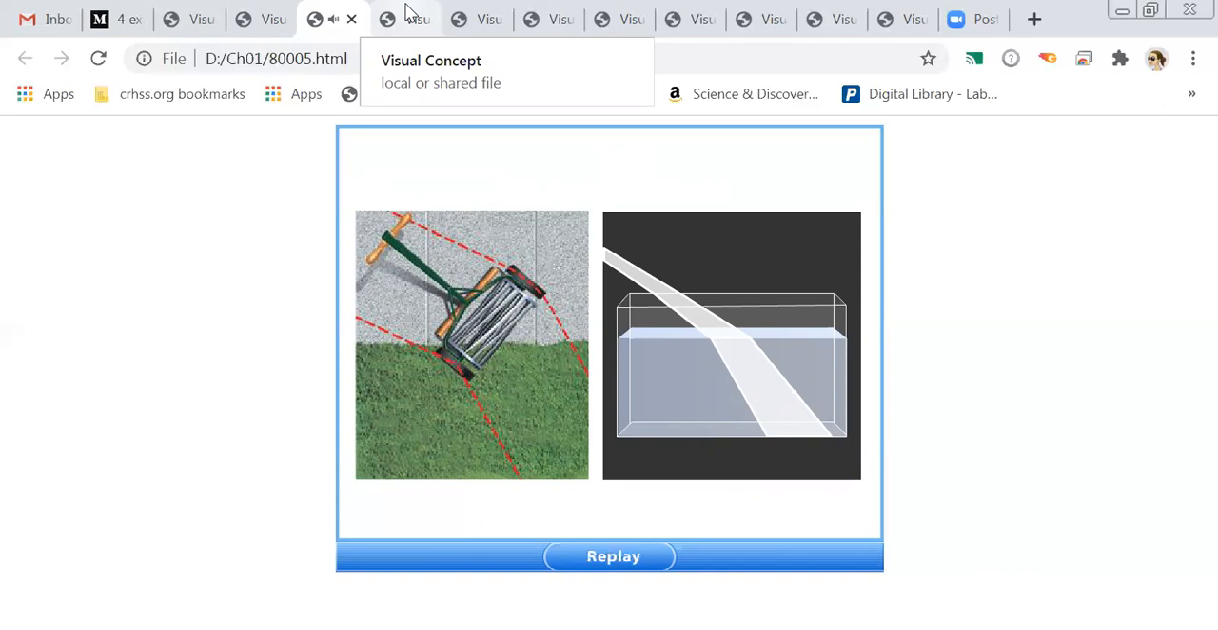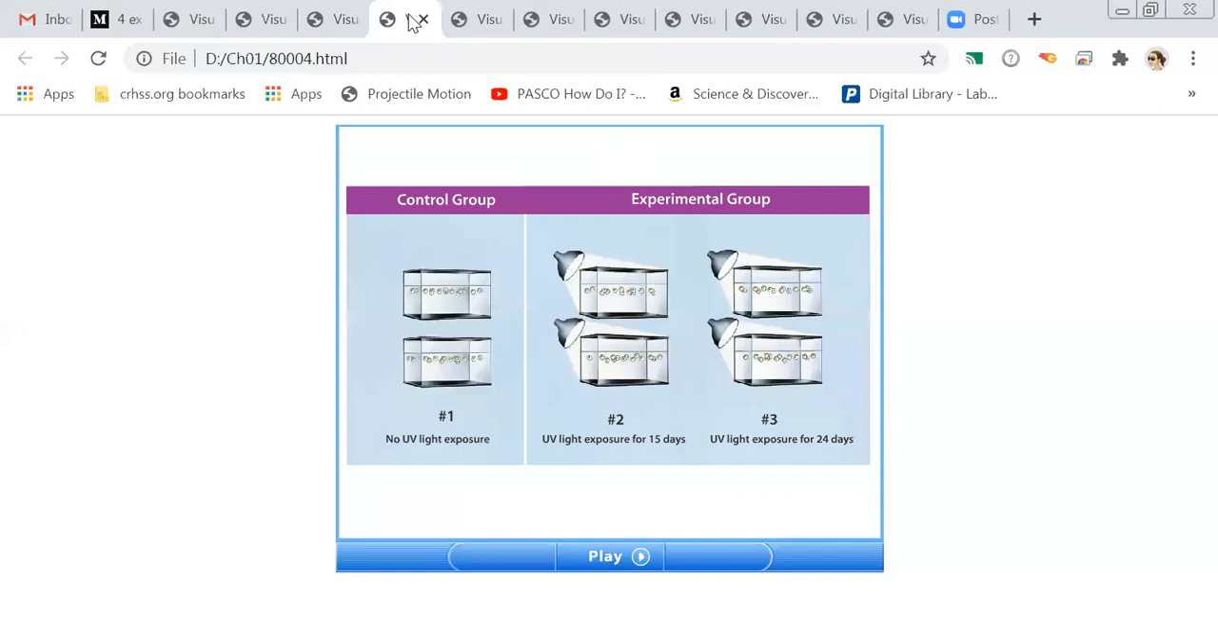Okay, and the next one is controlled experiment. What is a controlled experiment? A controlled experiment compares a control group with an experimental group. These three groups of frog eggs were exposed to different amounts of ultraviolet light in an experiment designed to test the effect of ultraviolet light on frogs.